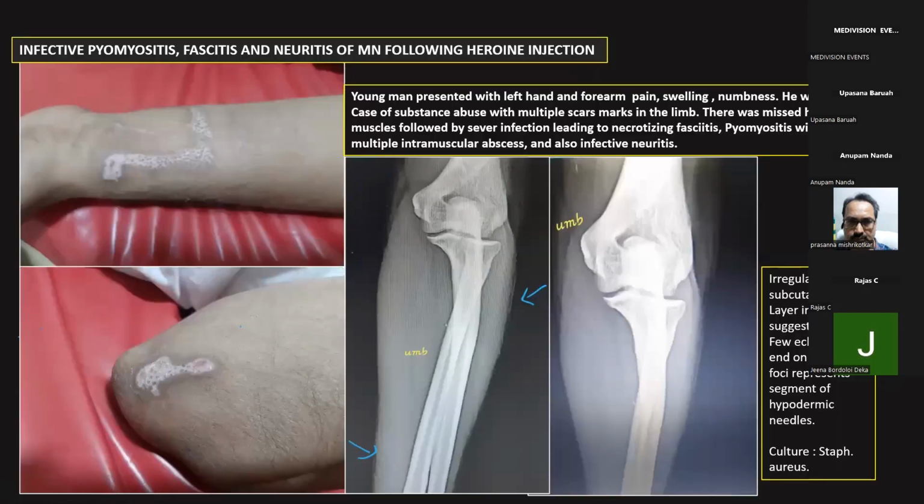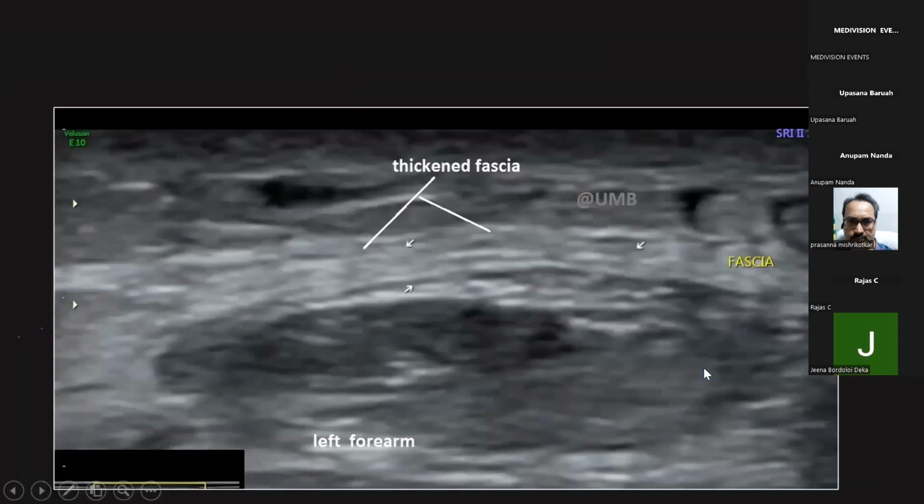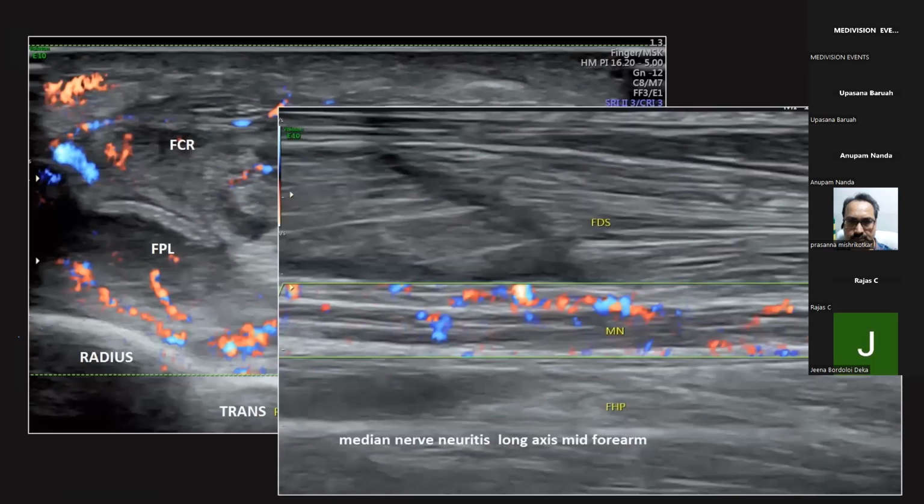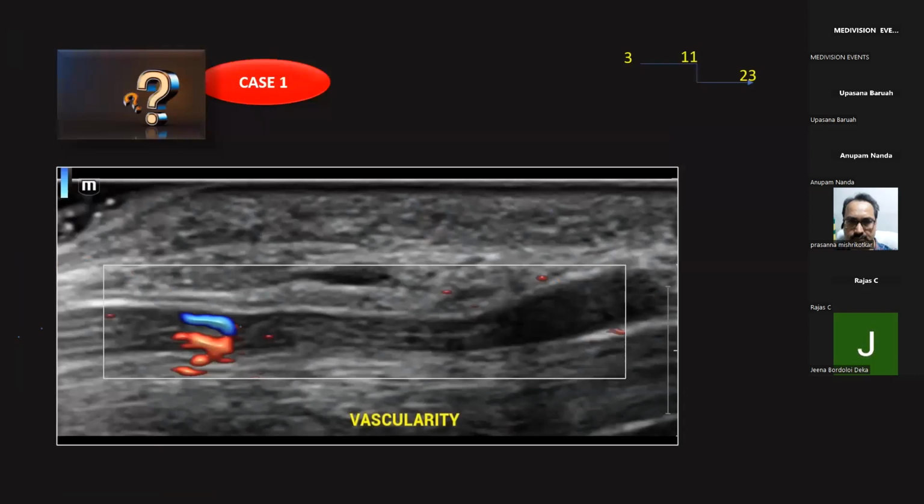This is a young man with left hand and forearm pain. He is a drug addict, and he used to take injections. Possibly he misfired the injection into the muscle that led to severe infection of his hand with necrotizing fasciitis. You can see the evidence of necrotizing fasciitis there, and there are some small hyperechoic shadows. These are segments of hypodermic needles left behind, and he developed thickened fasciitis, necrotizing fasciitis, myositis. These are all abscess and neuritis of the median nerve, leading to symptoms of median nerve compression.